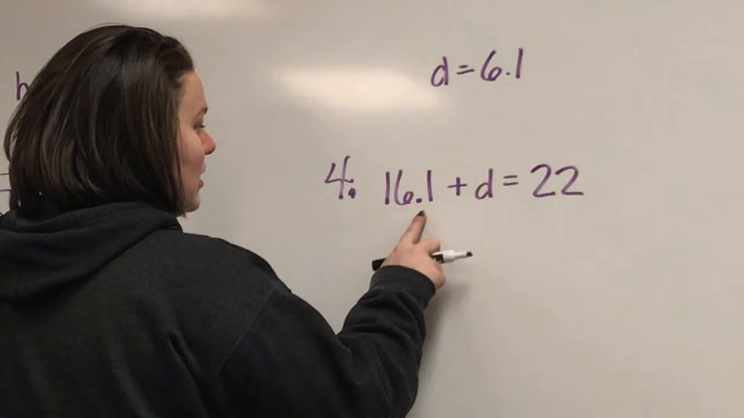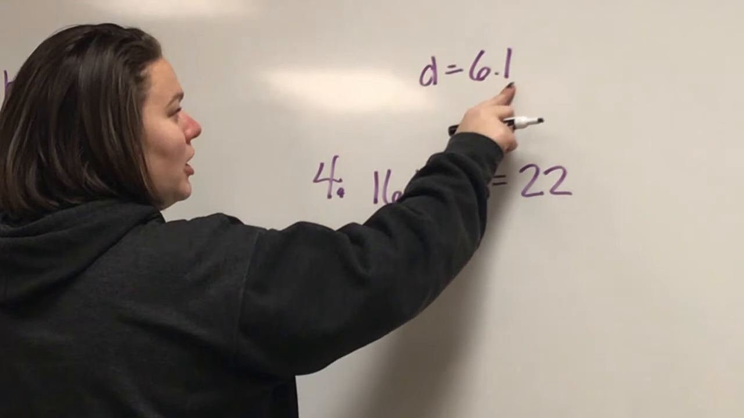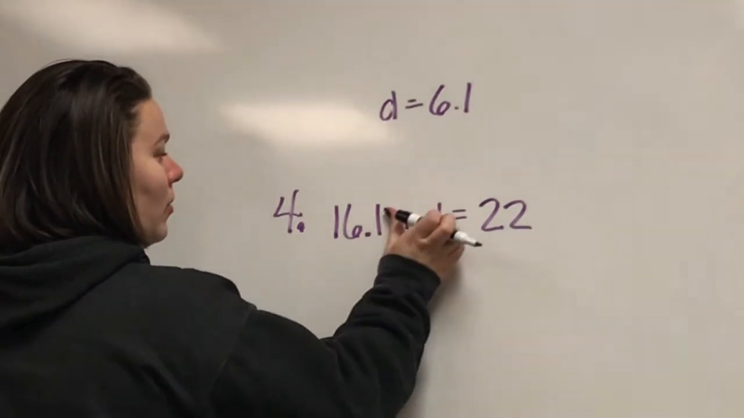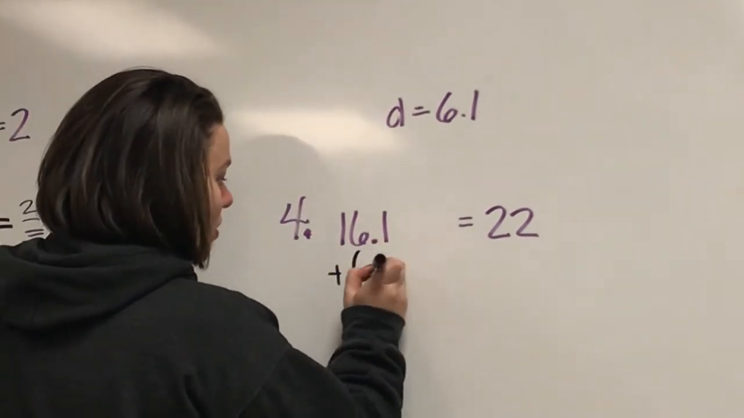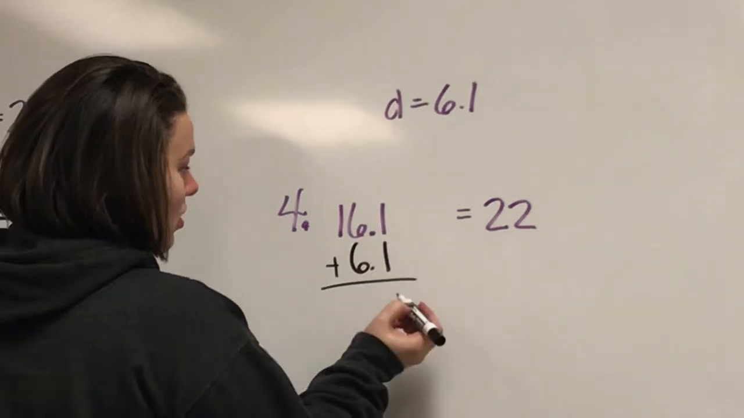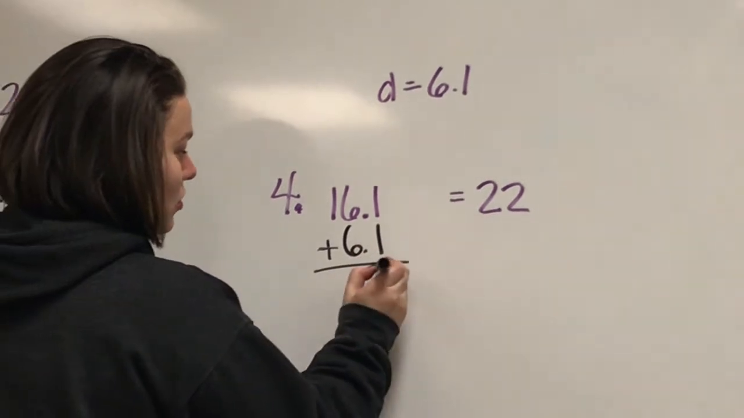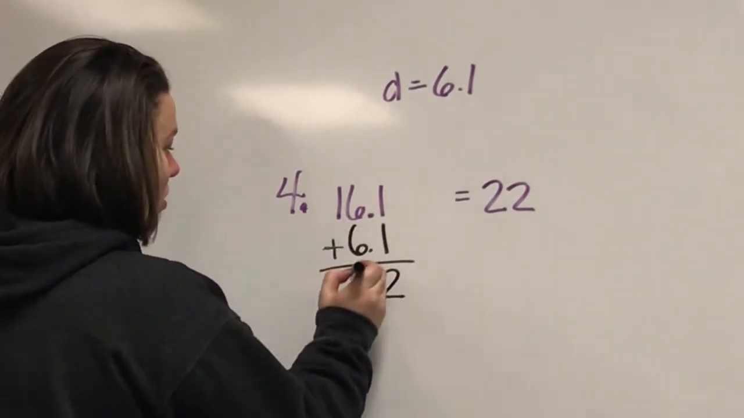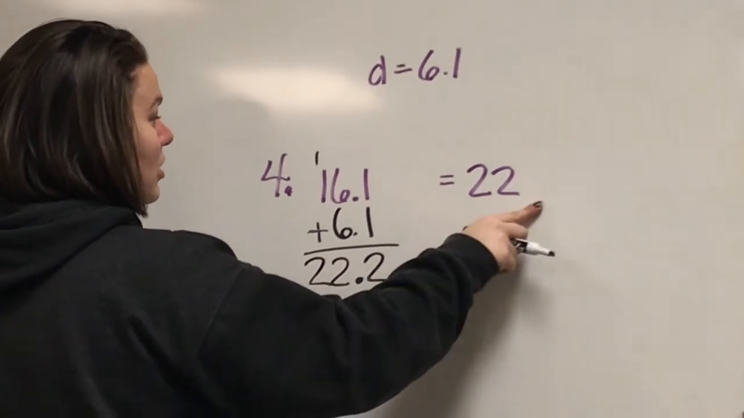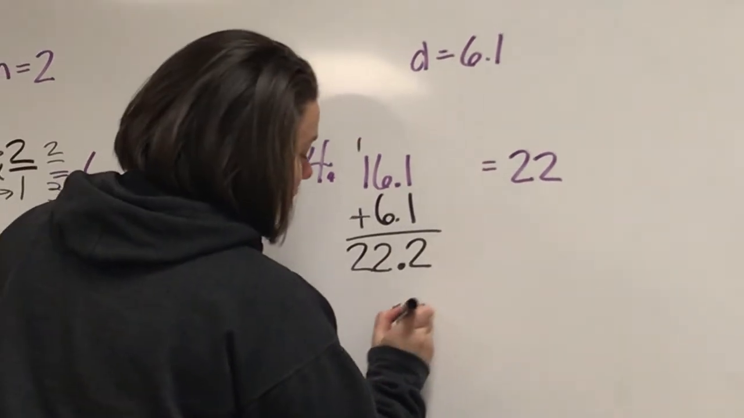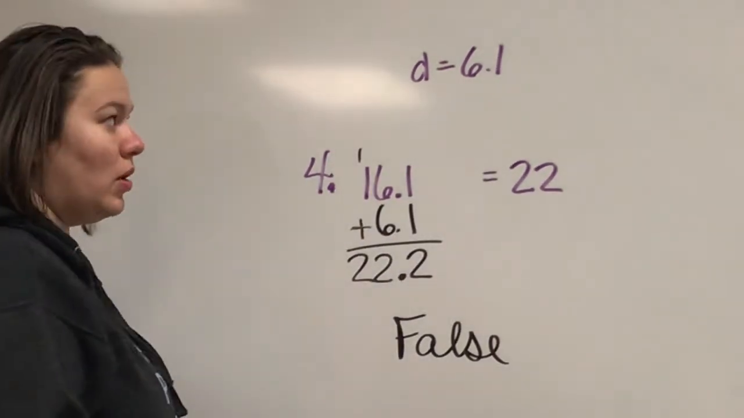Number 4, 16.1 plus something gets you to 22. They're saying that the solution is 6.1. I'm going to change this and do it one on top of the other. Remember, when you're adding decimals, you need to line up your decimals. So this would be a 2, this would be a decimal, 2, carry the 1, 2. 22.2, they're saying that the answer would be 22. So I would say that this is a false solution. The answer would not be 6.1.